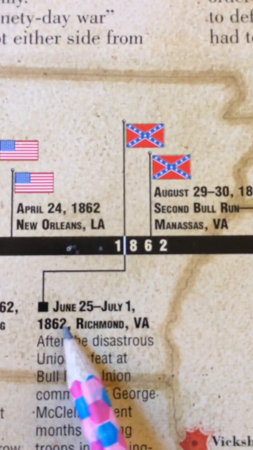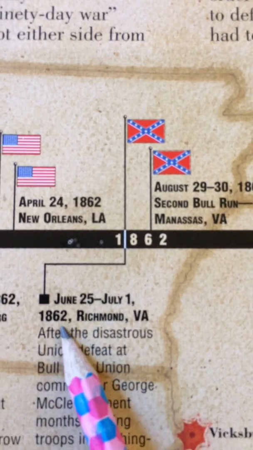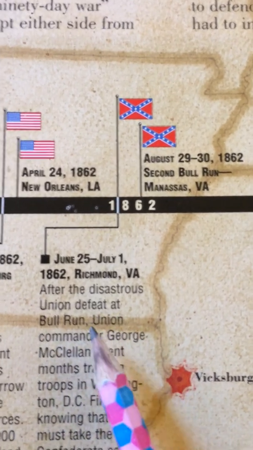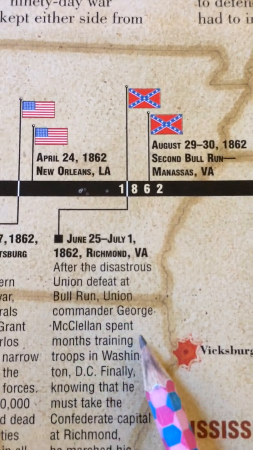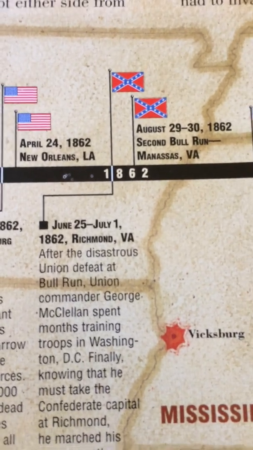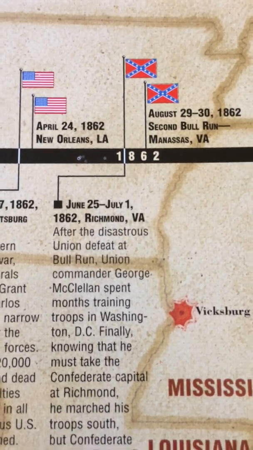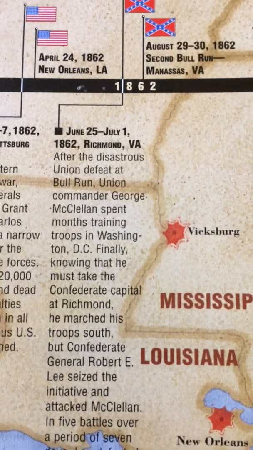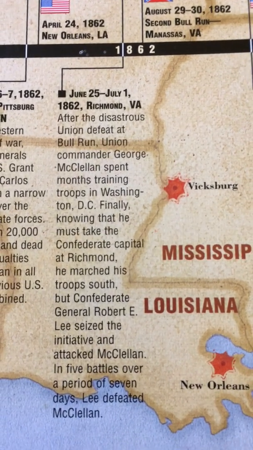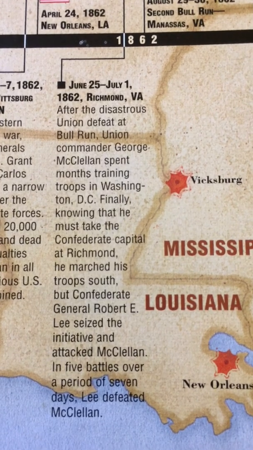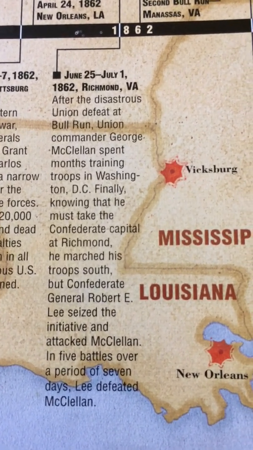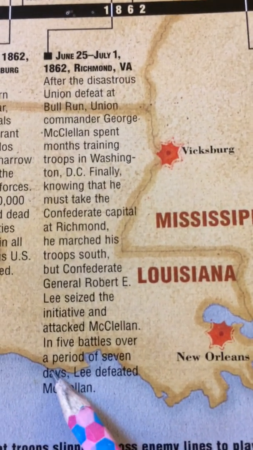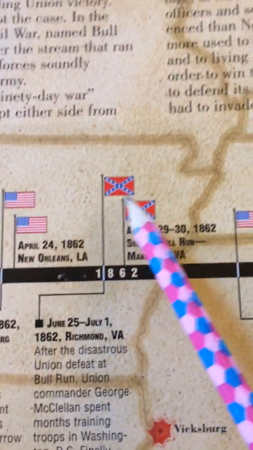Moving on, we get closer as we move on to 1862 in July. A disastrous Union defeat of Bull Run. The Union commander George McClellan spent months training troops in Washington, D.C., and finally knowing that he must take the Confederate capital at Richmond, he marched his troops south. But Confederate General Robert E. Lee seized the initiative and attacked McClellan. In 5 battles over a period of 7 days, Lee defeated McClellan. So it's looking good for the South at this point.